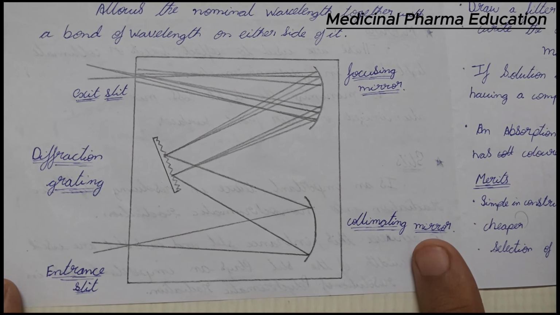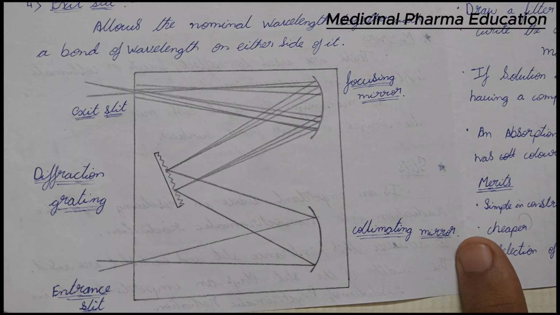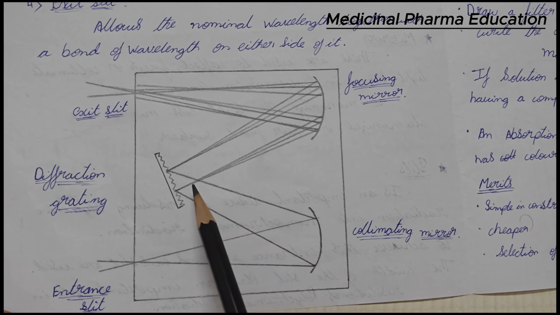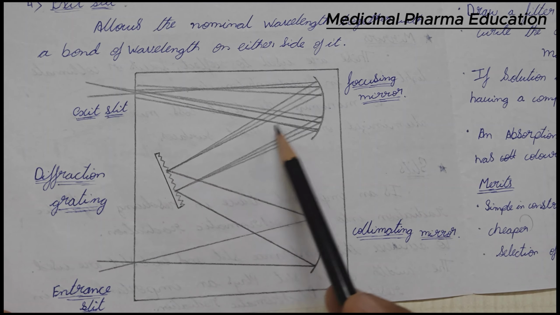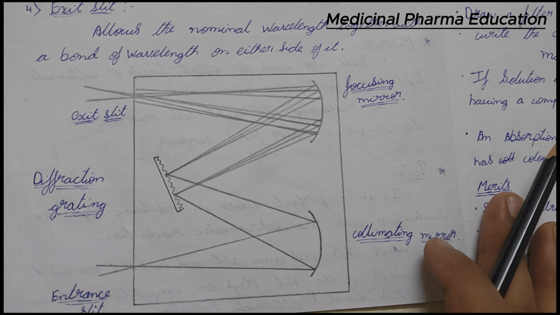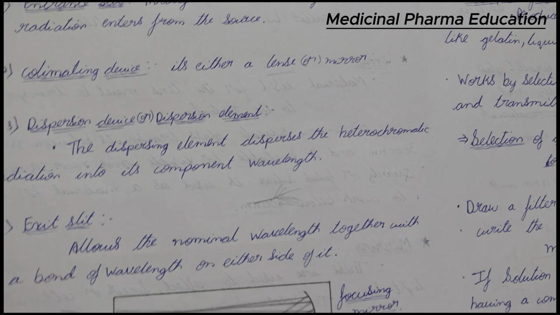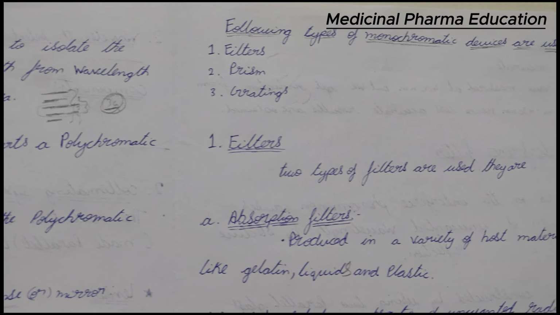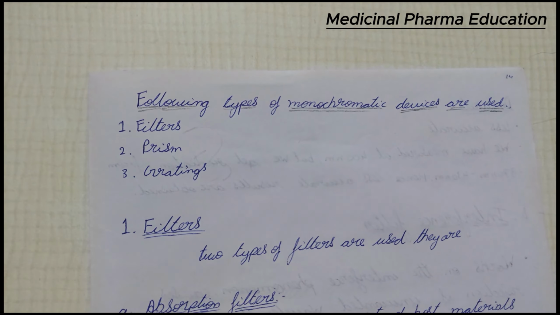See, this is the basic diagram of how the instrument works. The light from the source travels to the collimating mirror, whose function is to collimate or reflect the light onto the grating, where the polychromatic light is converted into monochromatic light and it passes through the exit slit. This is the basic diagram of how the light is converted from polychromatic to monochromatic light. Next, we are studying the different types of monochromators used.